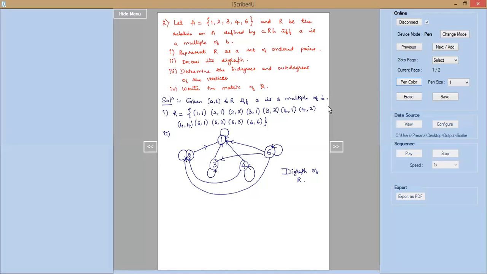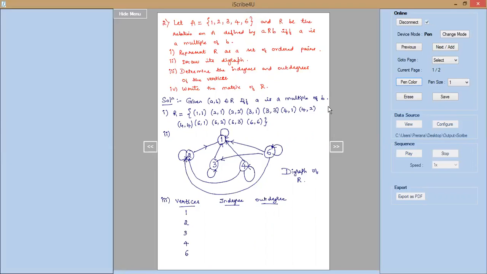Thirdly, determine the in degrees and out degrees of the vertices. Let us represent this in the form of a small table. I will write down the vertices here, and the in degree and out degree. The vertices that we have are 1, 2, 3, 4 and 6. Let us write down the in degrees for all these vertices.